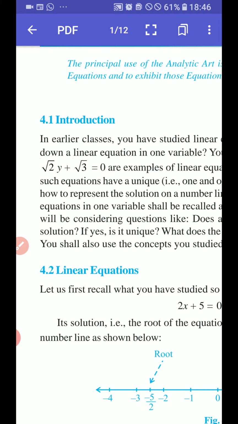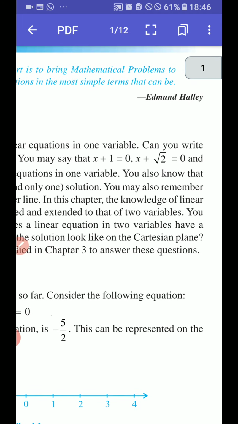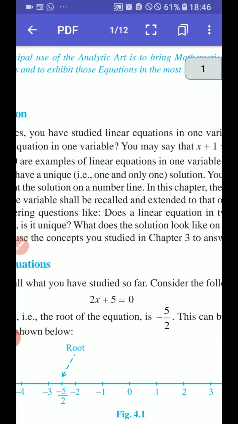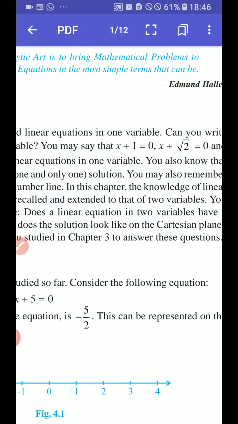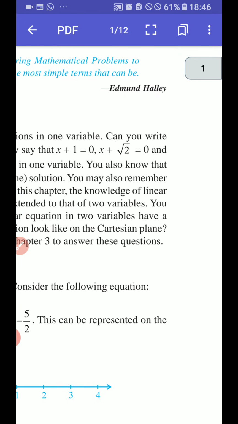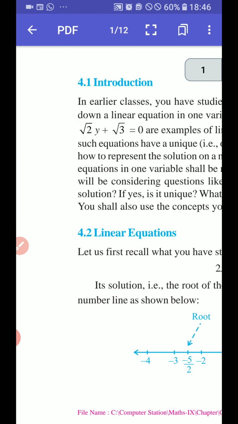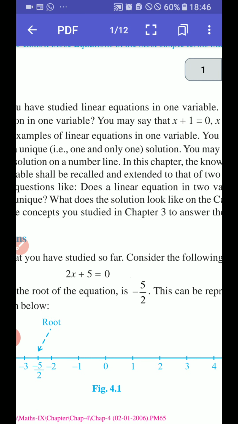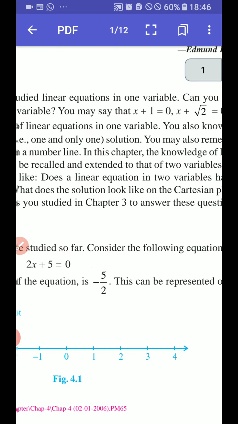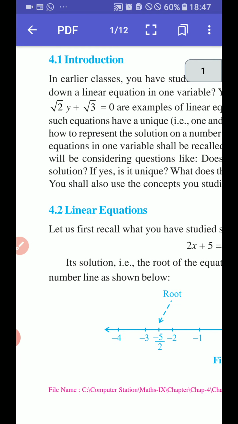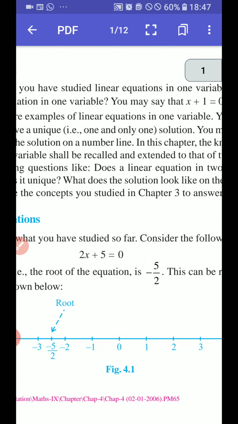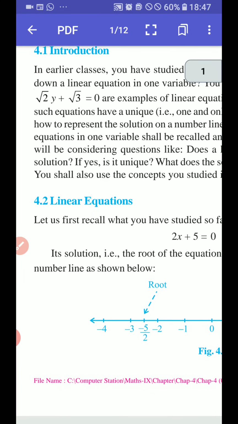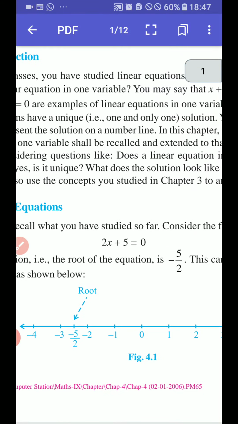In earlier classes, you have studied linear equations in one variable. Can you write down a linear equation in one variable? You may say x plus 1 equal to 0, x plus root 2 equal to 0, and root 2 y plus root 3 equal to 0 are examples of linear equations in one variable. You also know that such equations have a unique, that is one and only one, solution. You may also remember how to represent the solution on a number line.